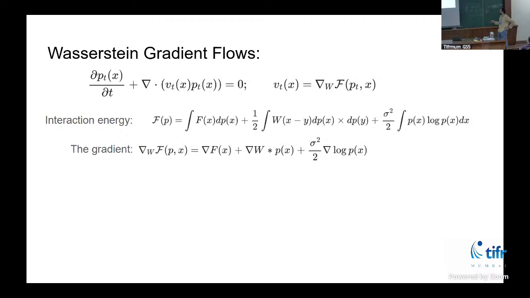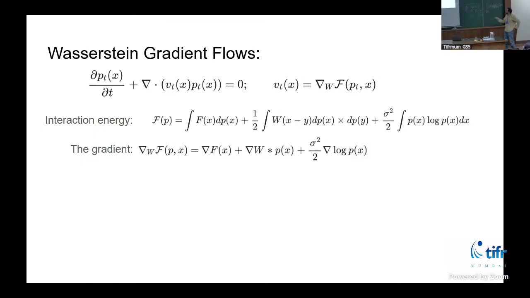The Wasserstein gradient in this case is grad f of x plus grad W convolved with P. We can actually work it out. It's a simple five-minute calculation using the definitions. I'll skip it and hope that you will do this later.